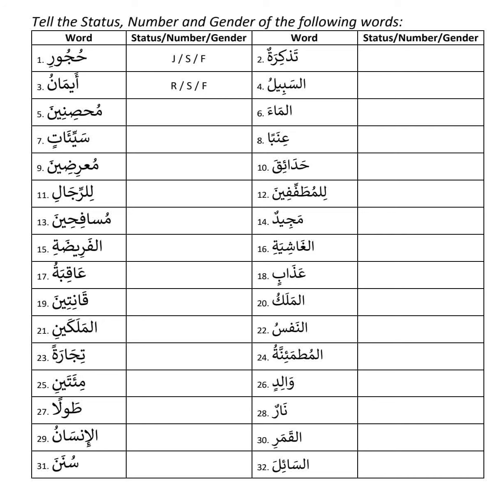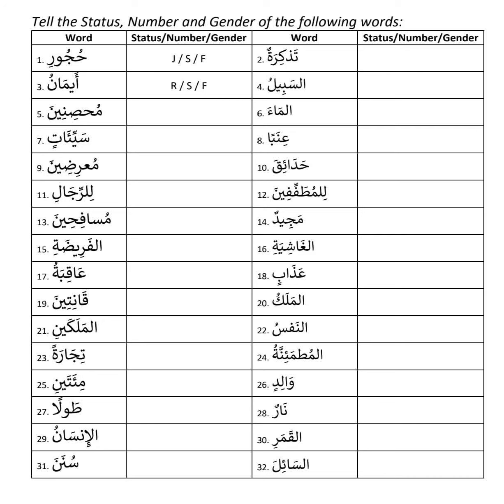Al sabilu means path. So it is rafa. It is singular. Now, gender, you need to think a little bit. Hope you remember there are some words which, because the Arabs said so, are feminine. So this is feminine because the Arabs said so. So it is rafa, singular and feminine.